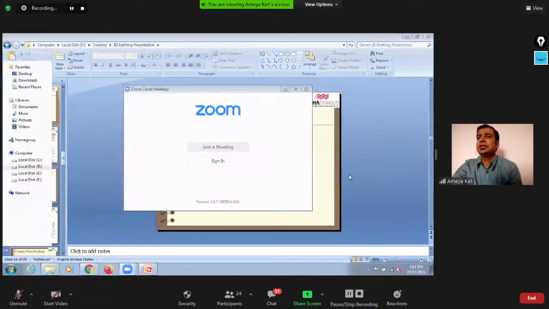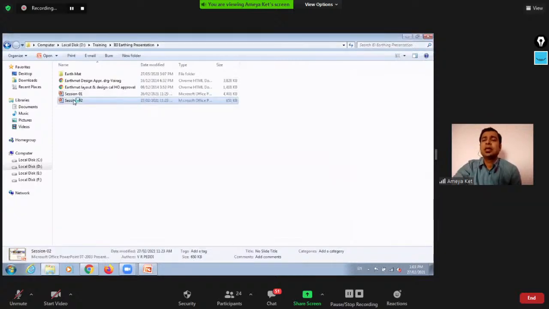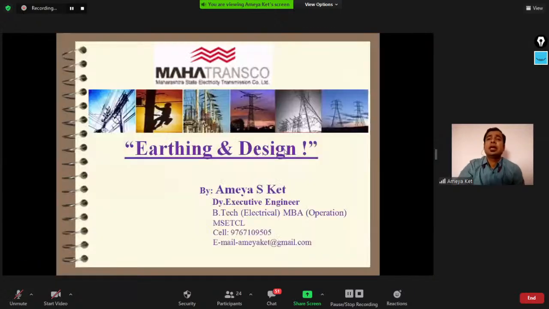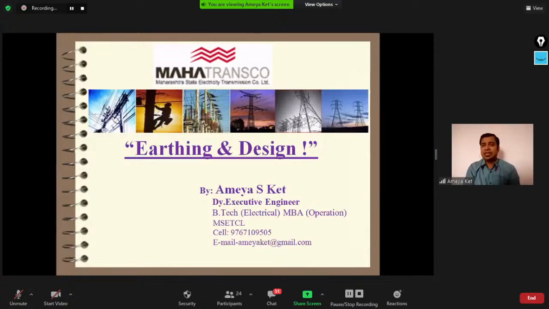In the first session, we have seen the earthing prerequisites and its particular case. In the second session, we are going to discuss the design and its aspects. So we will take a 30-minute lunch break, and after the 30 minutes, we will have a good discussion on the design. So be in touch in the second session.